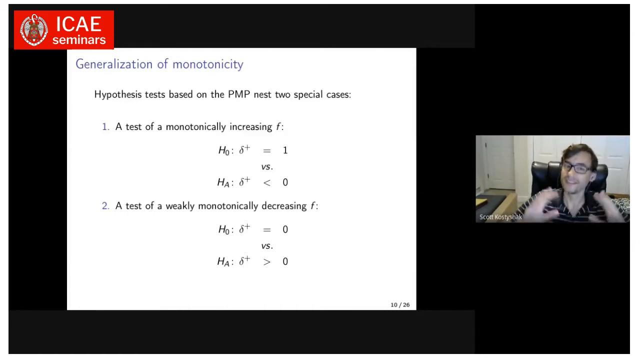So we can make hypothesis tests based on PMP for two special cases. Basically this slide shows that we can use PMP to do a test of pure monotonicity. That just corresponds to delta plus equaling 1. We can carry out this test and compare it to the tests of regression monotonicity.